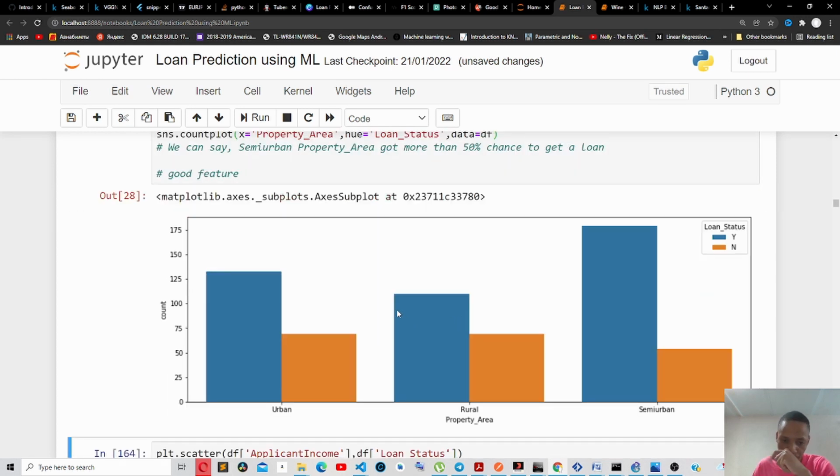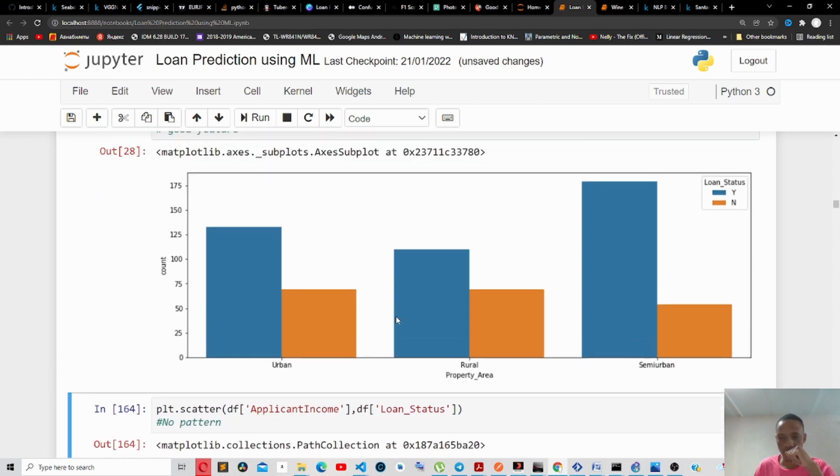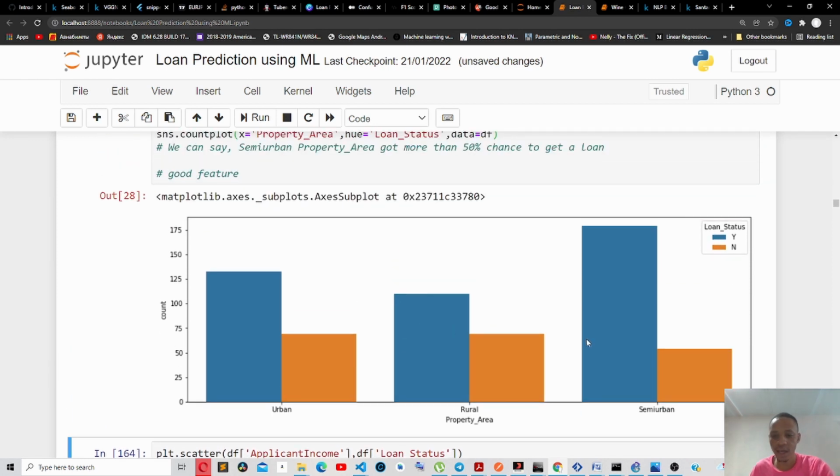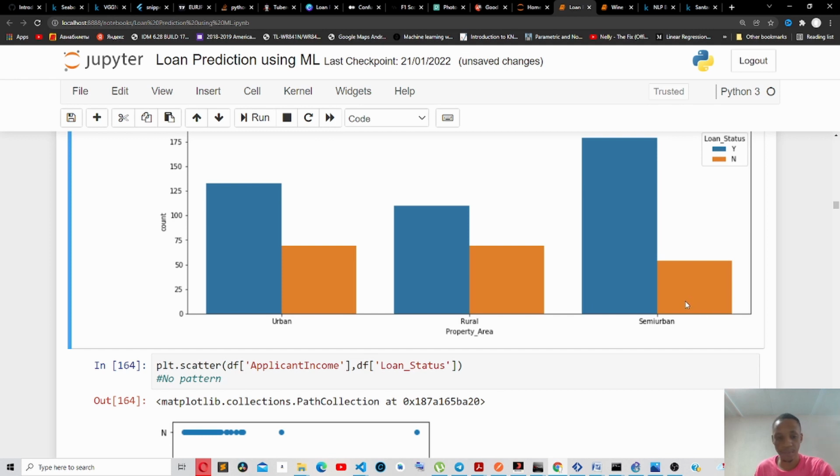As you can see from this, a person from a semi-urban area is more likely to get a loan. And then a person from urban areas, again, is more likely to get a loan. And then a person from a rural area is less likely to get a loan. As you can see, their bar graph is less than either of these two. And you can also see that a person from urban areas and rural areas is more likely to be declined a loan as compared to a person from the semi-urban areas.